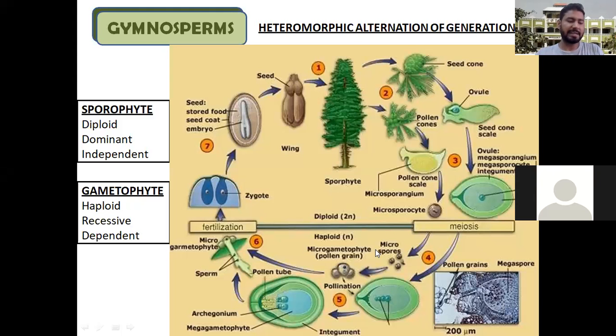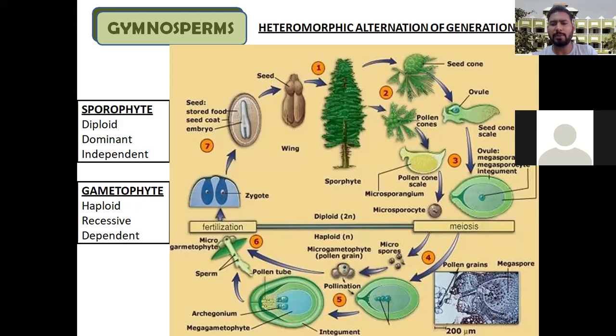This is the life cycle in case of the Gymnosperm. Gymnosperms show a diplontic type of life cycle. Diplontic simply means that the 2n diploid stage will be the long one. That's why it is called the diplontic stage.